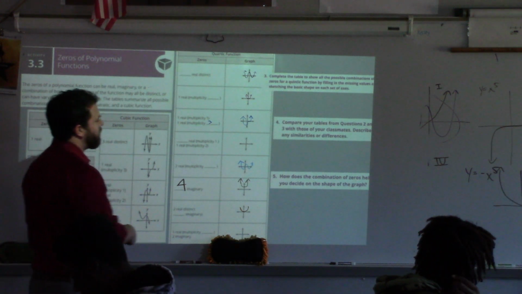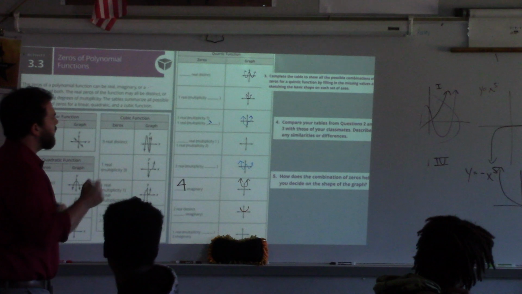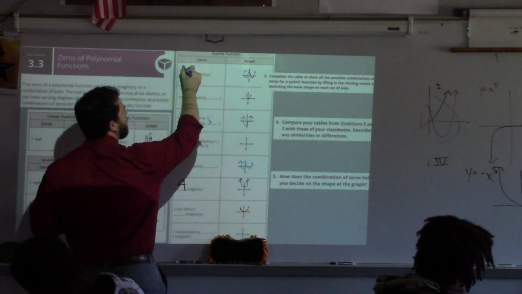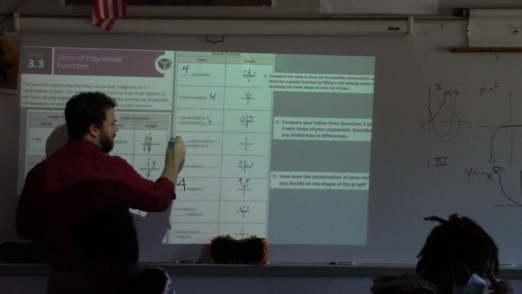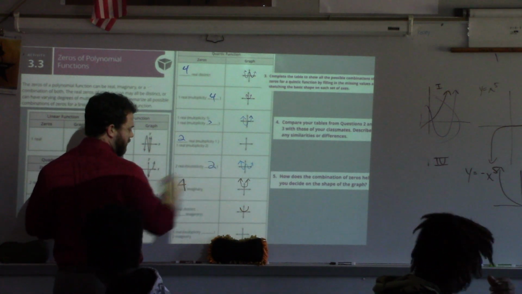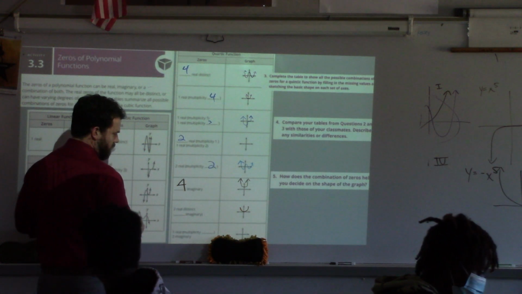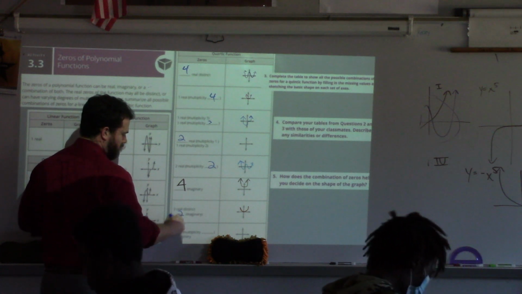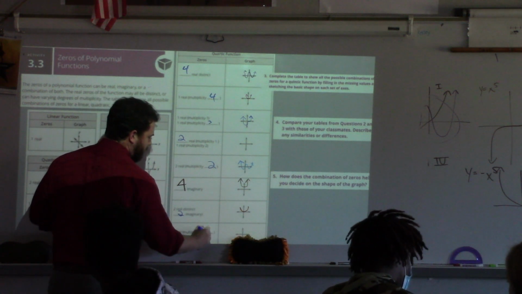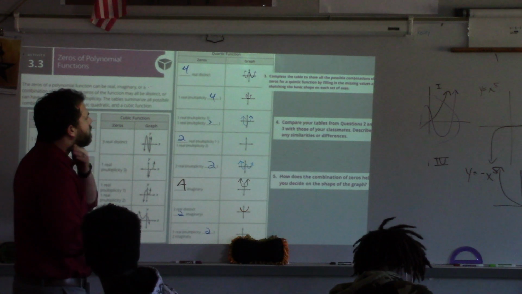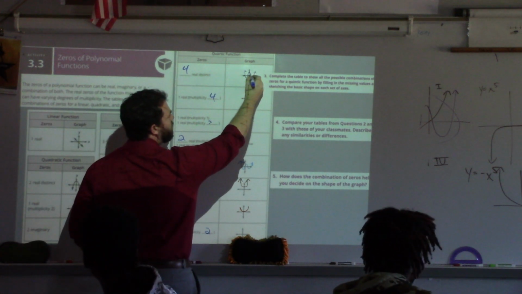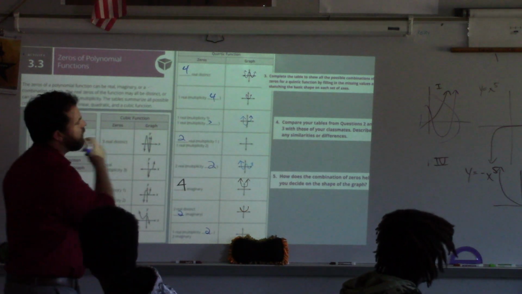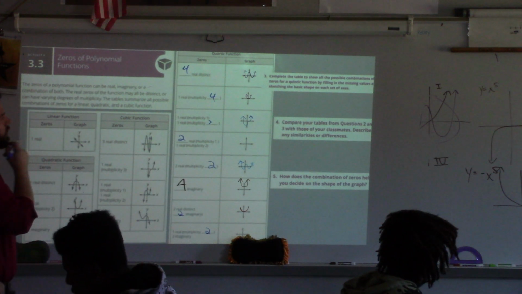Alright, so let's talk through these. I think everyone at least got these down. Are there any questions about the numbers that are supposed to be filled in here? No, I got those. Okay. So I see here 1, 2, 3, 4 x-intercepts. Did anyone draw anything different for that first quartic function?